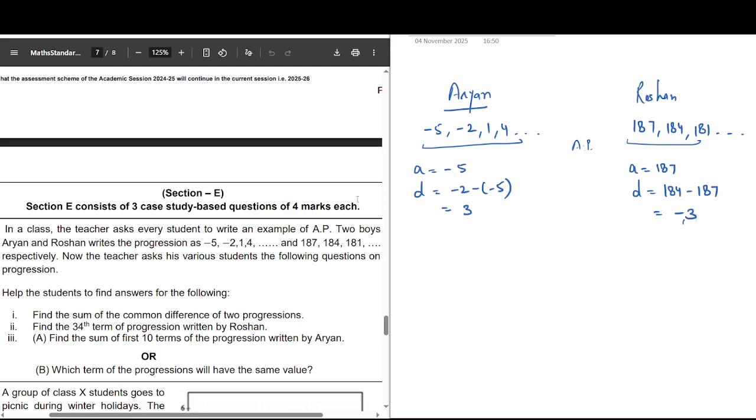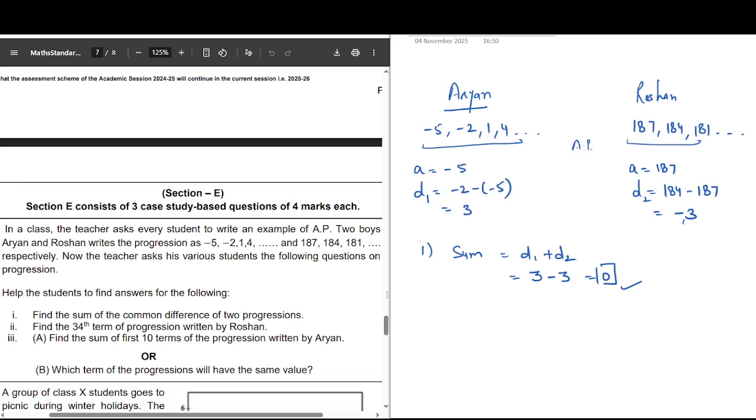So now in the question they are asking the first part, find the sum of the common difference of two progressions. So sum of the common difference of two progressions, that means if this is D1 and this is D2, we have to find out D1 plus D2, right? And the value of D1 we have calculated 3 and for D2 it is -3. So sum of the common differences of both is 0.